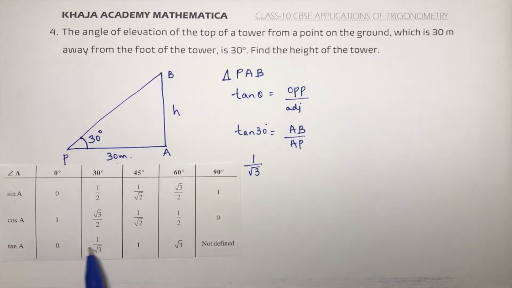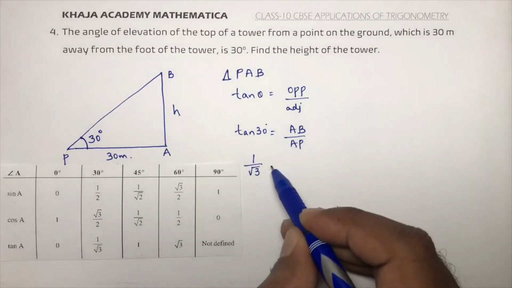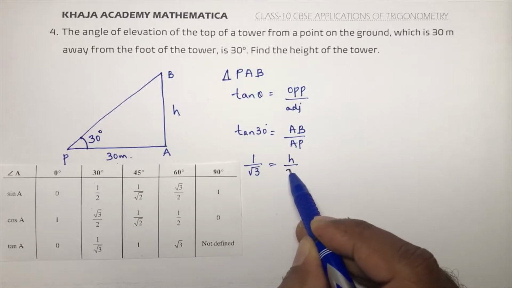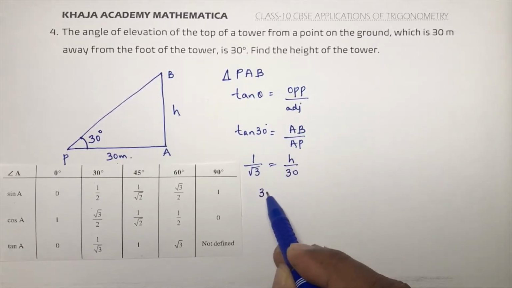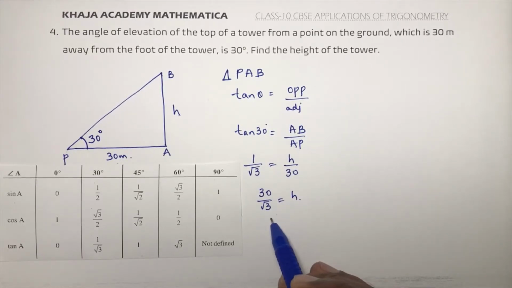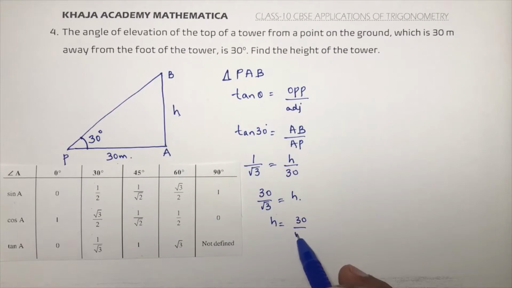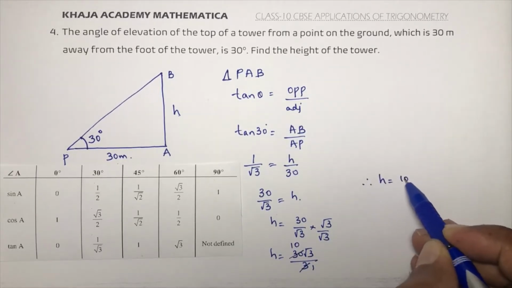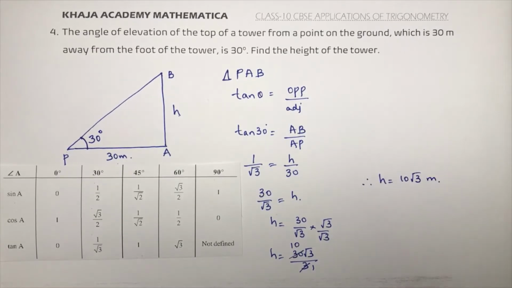Now see, tan 30, 1 by root 3 equals AB by AP. AB is H and AP is 30. So if you cross multiply, 30 by root 3 equals H. So H equals 30 by root 3. I'll rationalize the denominator, root 3 by root 3, which is nothing but 30 root 3 by root 3 into root 3 is 3. 3 times 1, 3 times 10. Therefore, the height of the tower is 10 root 3 meters.